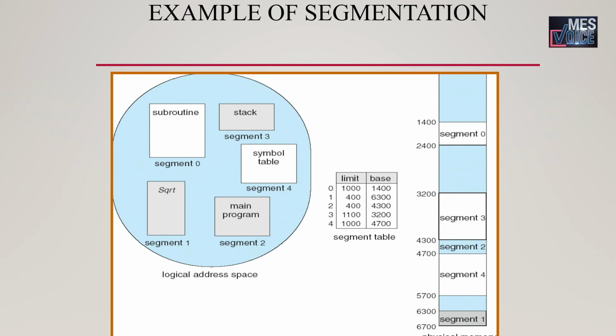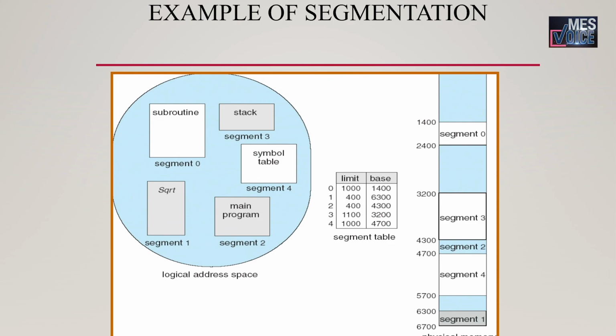So, here we have 5 segments numbered from 0 through 4. Segment 0, segment 1, segment 2, segment 3 and segment 4. So, the segments are stored in the physical memory as shown in the figure. The segment table has a separate entry for each segment giving the beginning address of the segment in physical memory and the length of that segment, or we can say the limit.